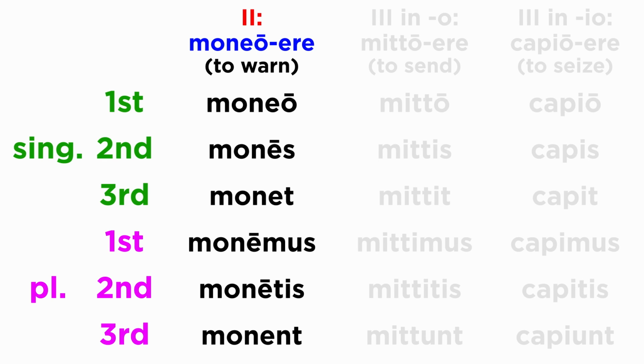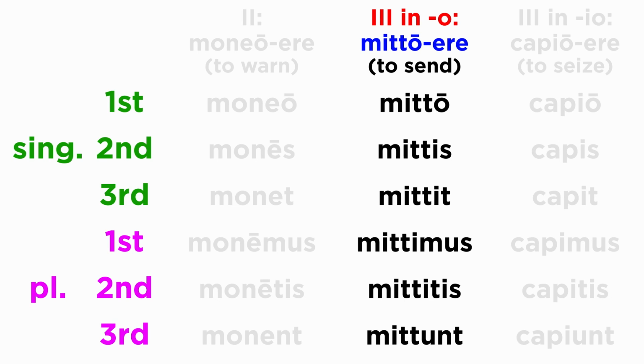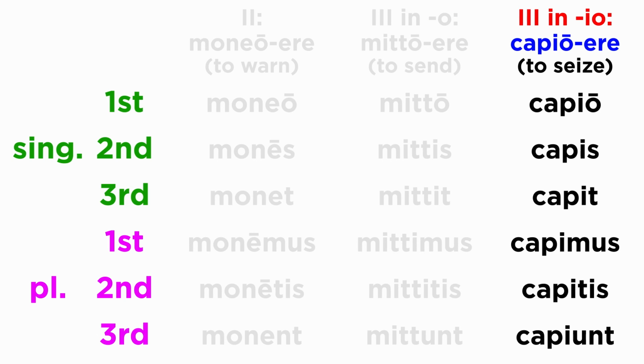Moneo, monere. Moneo, mones, monet, monemus, monetis, monent. Mitto, mittere. Mitto, mittis, mittit, mittimus, mittitis, mittunt. Capio, capere. Capio, capis, capit, capimus, capitis, capiunt.